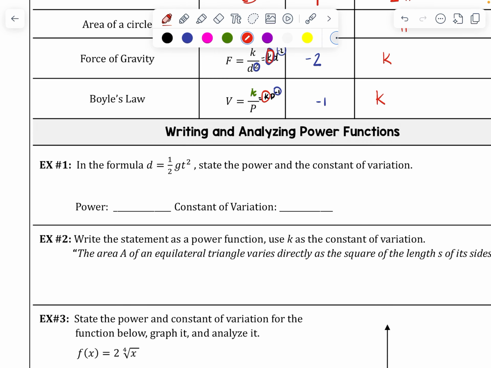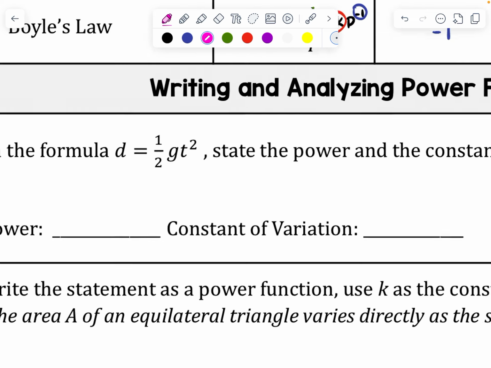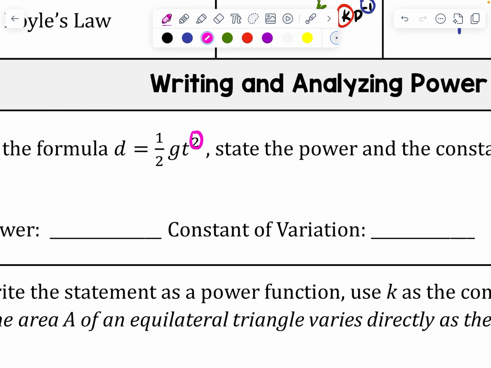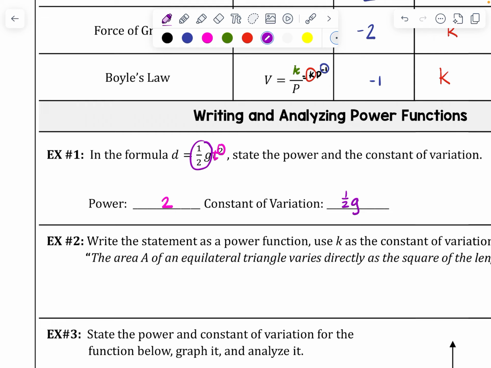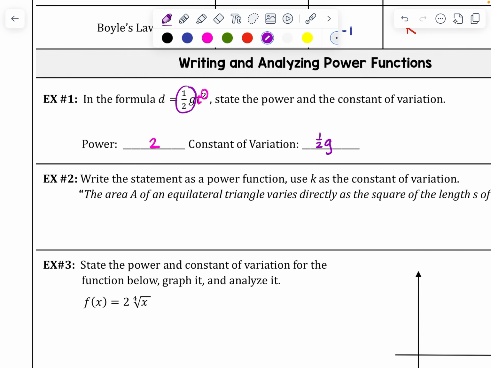As we write and analyze these power functions, for example, in the formula d equals 1/2 g times t squared, we state the power and the constant of variation. The power is pretty simple. It's the exponent on the variable, which we know is 2, and its constant of variation is the number or the coefficient in front. So it's going to be 1/2 times g, where g is the force of gravity, which is also a constant.